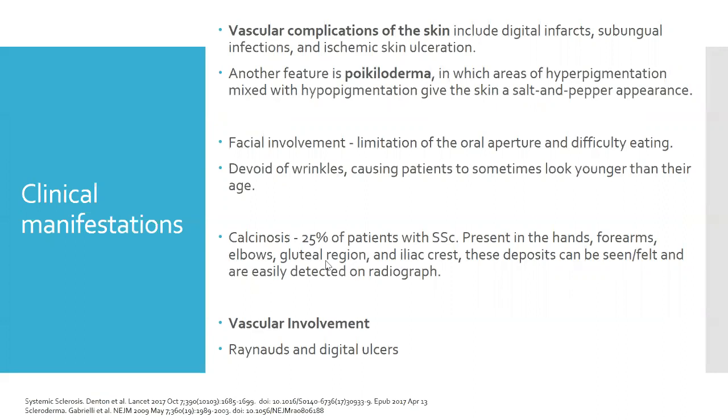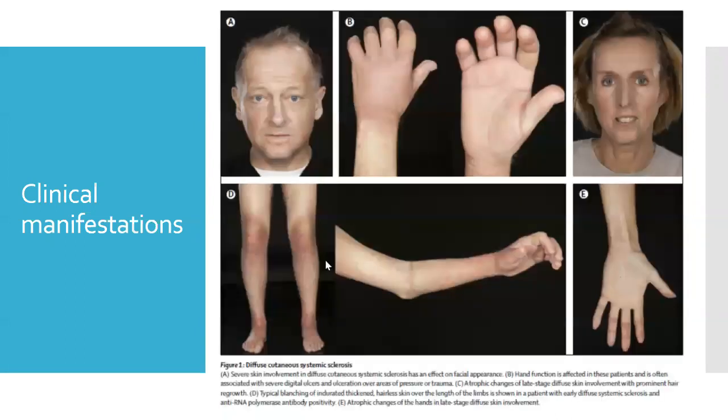Sometimes it can just present with difficulty eating, and it can be limited only to the oral aperture. Sometimes patients can be devoid of wrinkles, so they look younger than they are. And calcinosis can be present in 25% of the patients. Vascular involvement, as we know, presents with Raynaud's and digital ulcers.